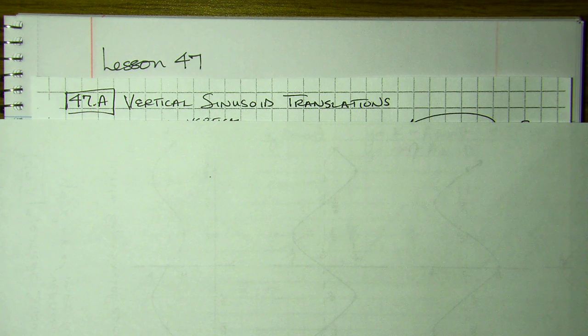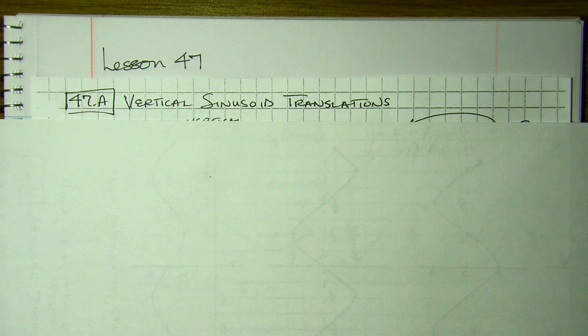Trig. We are going to be jumping into lesson 47. If you were here, I would give you a printout and we would go through these graphs together. But if not, you'll have to kind of follow along. So 47.A, we're going to keep working on the graphs of sinusoids.